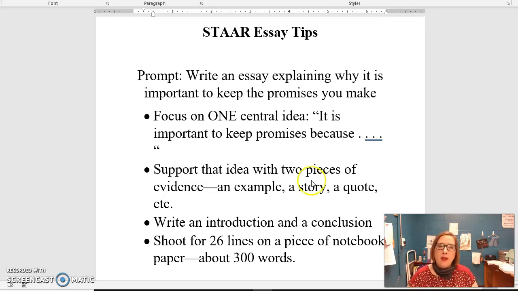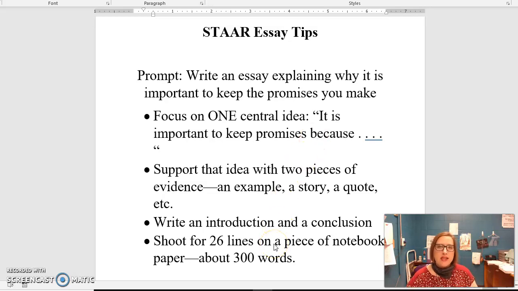Okay. Your essay should have an introduction and a conclusion. So something at the beginning to catch your reader's interest and to kind of lead into the topic of your essay. And then a conclusion reminding them back to your central idea, why it's important to keep promises.